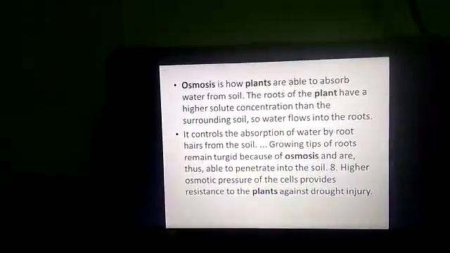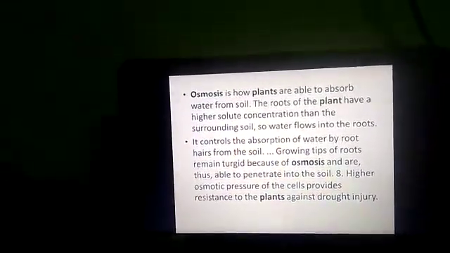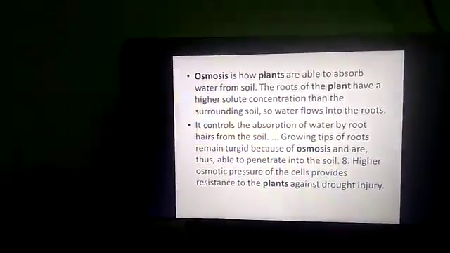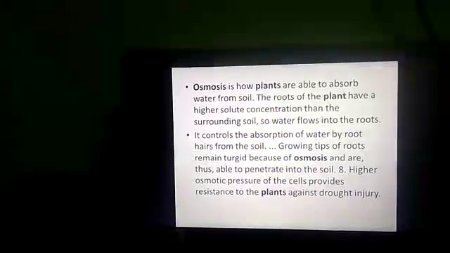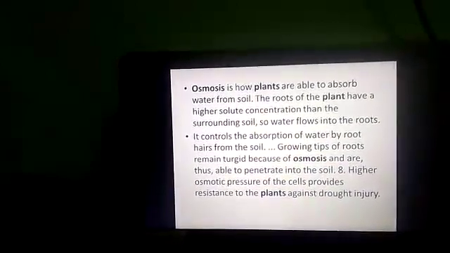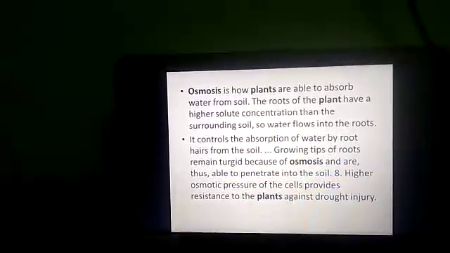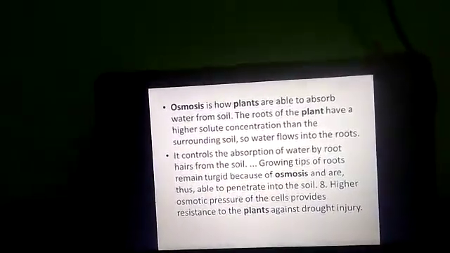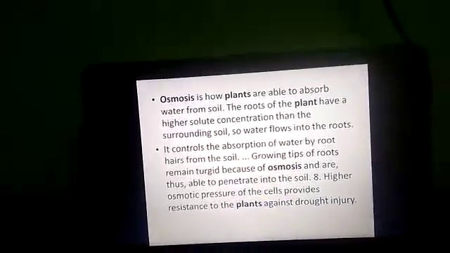You know that higher osmotic pressure of cells provides resistance to plants against drought injury. Drought injury means if there is no sufficient supply of water, if scarcity of water happens, the plant has resistance to stand. That's why it has the capacity to penetrate into the soil. So this osmotic pressure of cells provides resistance to the plants against drought injury. Numerous root hairs provide a large surface area, and a large surface area means greater absorption.